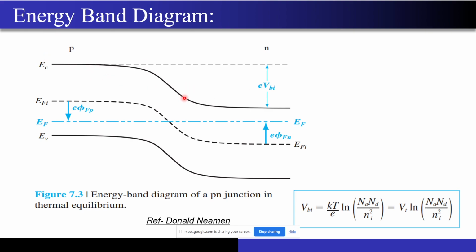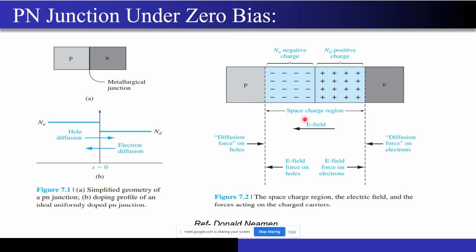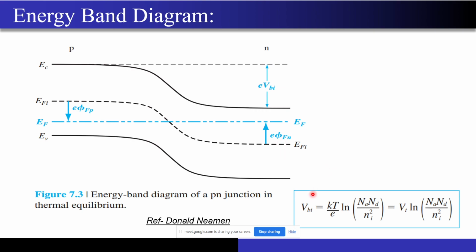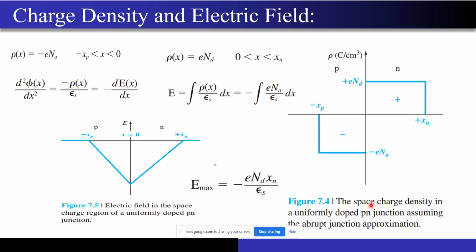And the amount of bending that is happening in this EC and this EV is nothing but your q times VBI. And what is your VBI? You have a space charge region, and some built-in potential gets built up because of these positive and negative charges. Its formula, sir must have told you, is nothing but kT by q ln of NA ND by ni squared. Okay, this is what we have seen.